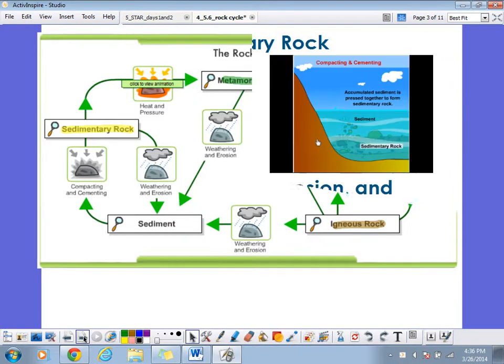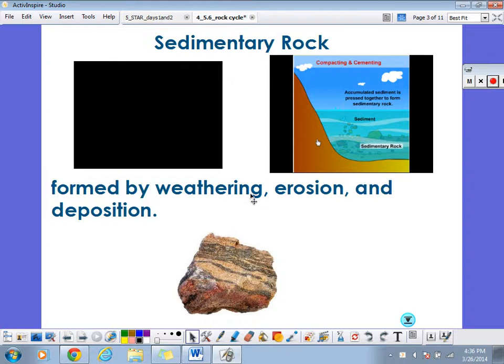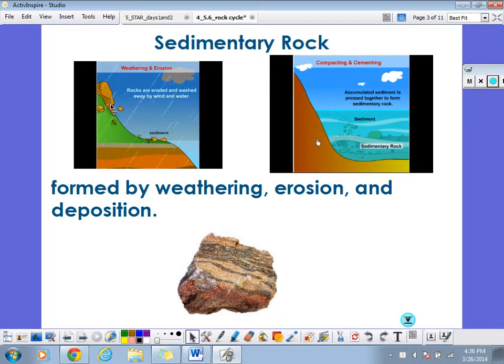We are going to be taking some notes today. So the first thing we need to know is that sedimentary rock is formed by weathering, erosion, and deposition. And we have already seen what weathering and erosion and deposition are. But just as a reminder, let's take a look at this animation. We will see that the big rock is breaking into smaller pieces. That's called sediment, and that is weathering.